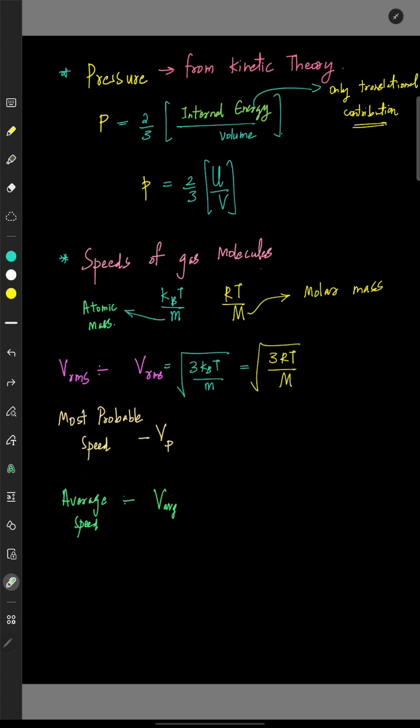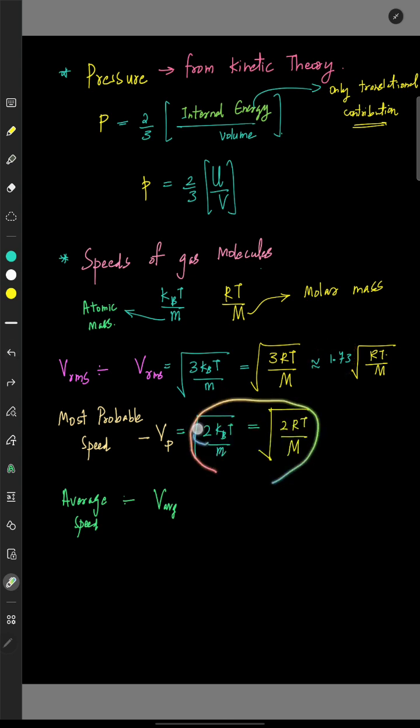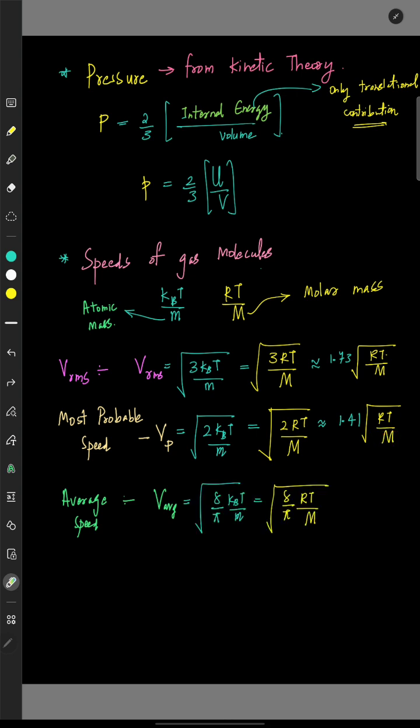So we can say that the Vrms is √(3kBT/m), or √(3RT/M). The mass definition changes from kB to R. We can approximate it as 1.73 √(RT/M). Then we have the most probable speed, which is √2 instead of √3, so that comes around 1.41 √(RT/M), with M the molar mass. Then the average speed we can approximate as 1.60 √(RT/M).